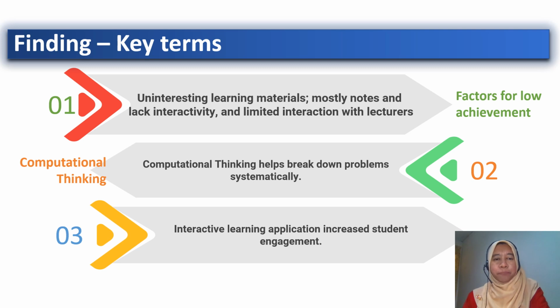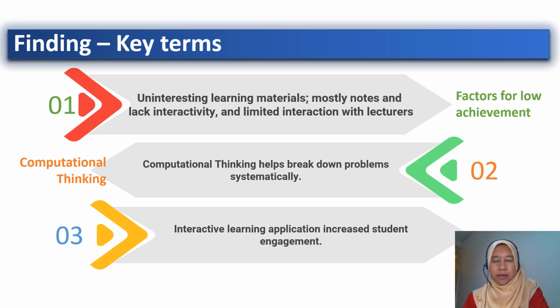Key findings. The first one is the factors for low achievement, which are uninteresting learning material, mostly notes and lacking interactivity, and also limited interaction with the lecturers. Students mentioned that they want to know more, they want to learn more, but the lecturer is always busy and doesn't have much time for them.